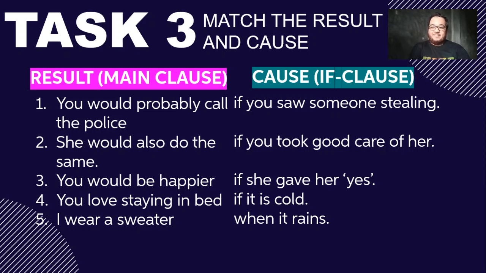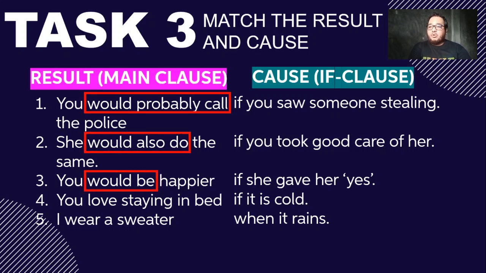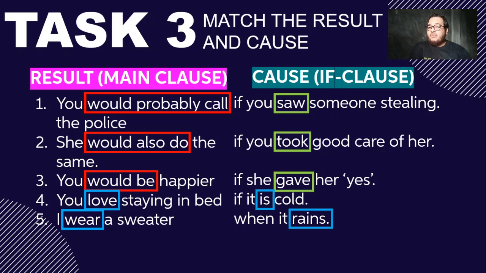Result and cause. Again, we have to locate first the form. For number one, two, and three, we had would call, would do, and would be. If that is the form, most probably we'll be looking for a cause which has past tense because these are type 2 conditionals. So we have saw, took, and gave. And for the last two sentences, love and wear are present tense in the main clause. So therefore, we will be looking for options with present tense also. So we have is and rains.